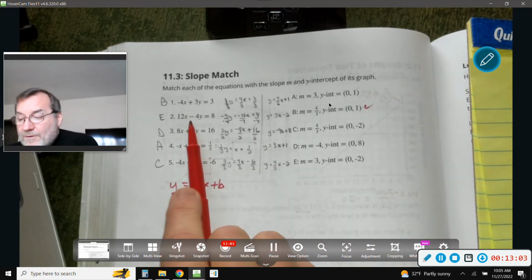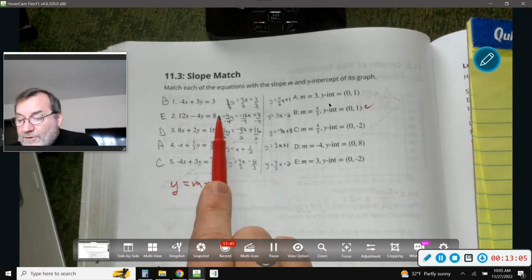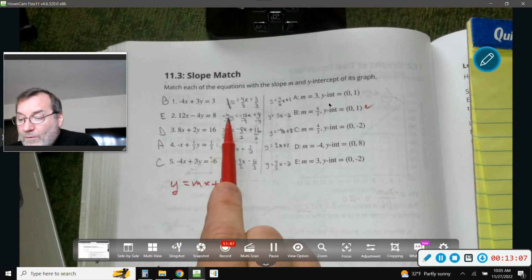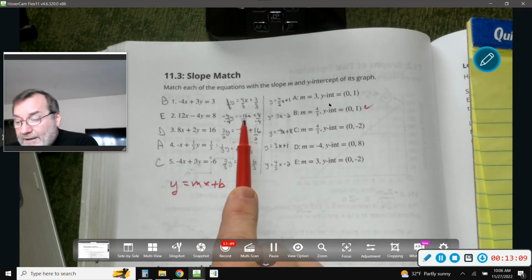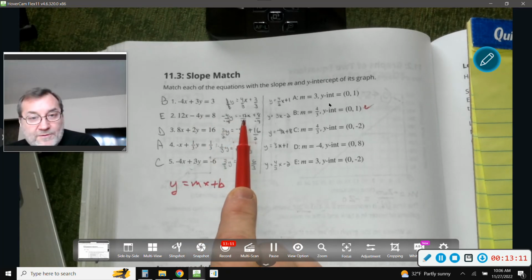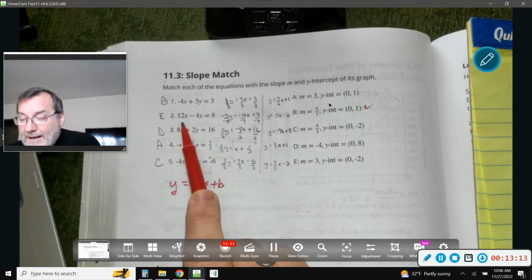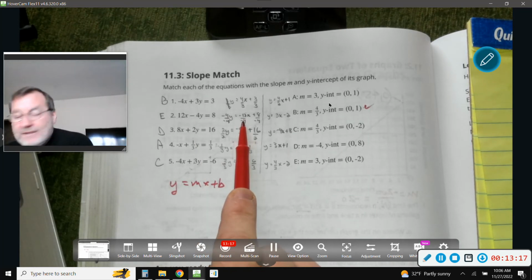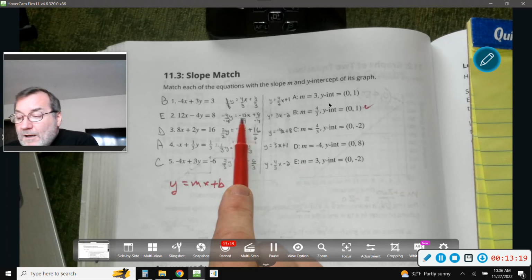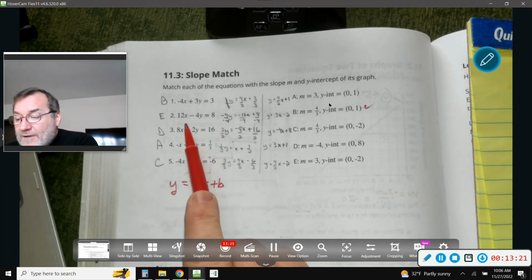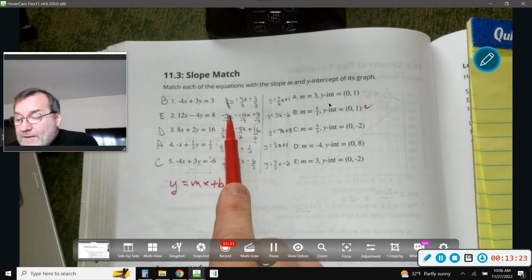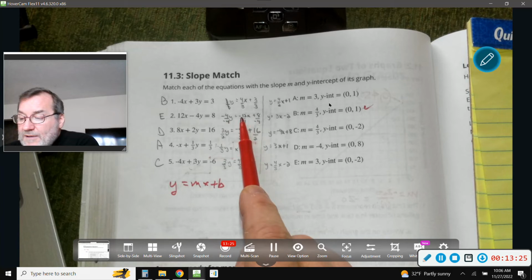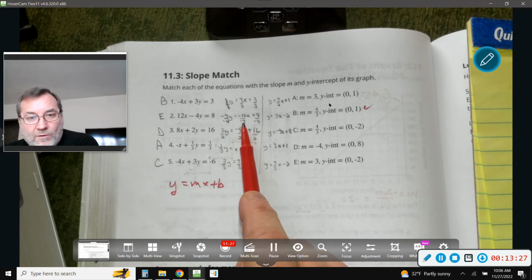Let's go to the next one. I'm going to move the 12x over. So I get negative 4y equals negative 12x. Again, you'll see that I always put the x part that I move over in front. It's going to make my life a lot easier, so get used to that. Then the plus 8 keeps along, and I divide by negative 4 so I get a single y. Negative 12 divided by negative 4 is a positive 3.